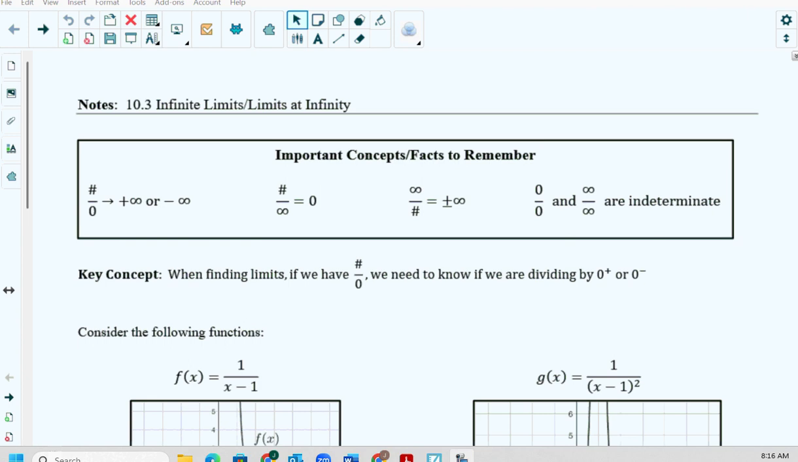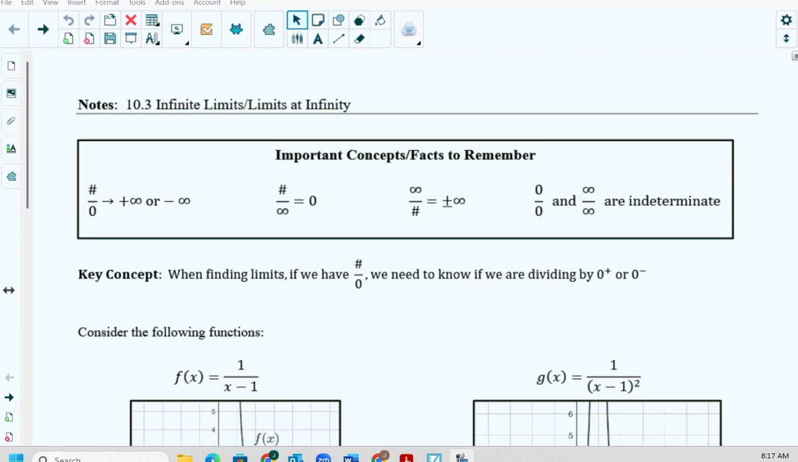All right, guys, we're talking about infinite limits or limits as you go to infinity. They're two different things. Limits as you go to infinity, you've done before. That's just end behavior. We did that early in the year with rational functions. So we'll look at that again. And then we're also doing as you approach an asymptote. What is the limit?